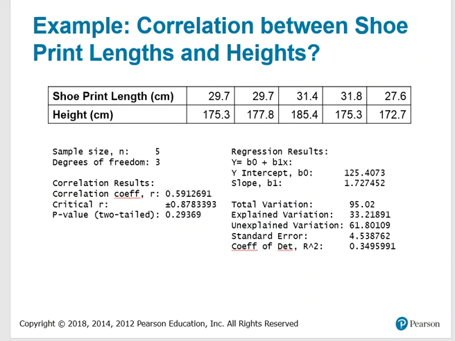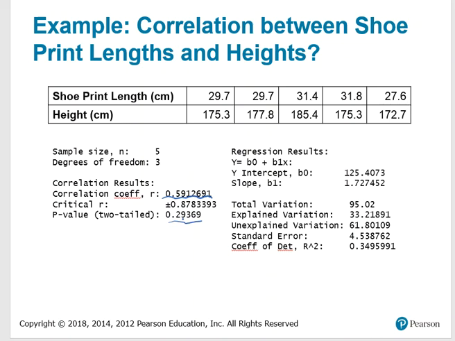So here's some data that I put into StatDisk, and you can see from the results here, I have an r value of 0.59, so that tells me I do have a positive slope because my r value is positive. Now, it's not really close to 1, but it's not really close to 0. It's kind of in the middle. So it's not great, but it's okay. Now the p-value is 0.29369, and we'll look more at that later.